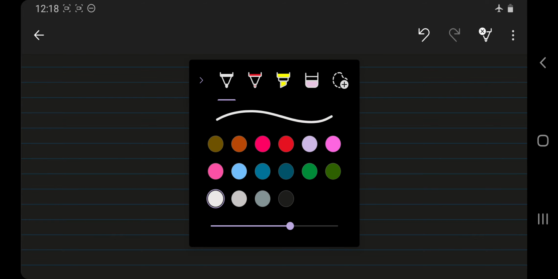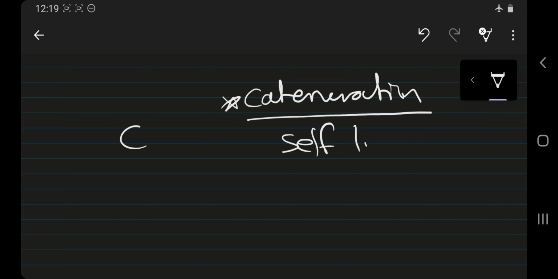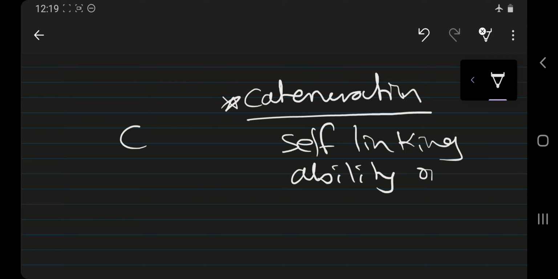Let's consider carbon. Again, our discussion is on the carbon atom. This carbon atom has one unique property called catenation. Now, what is meant by catenation? You must have heard about catenation. Catenation is the self-linking ability of carbon. This self-linking ability allows carbon to link with itself and link with hydrogen.